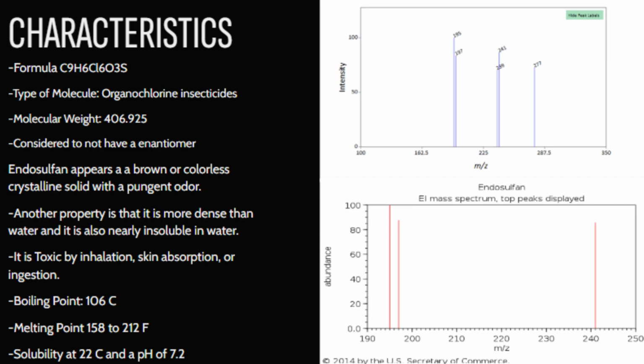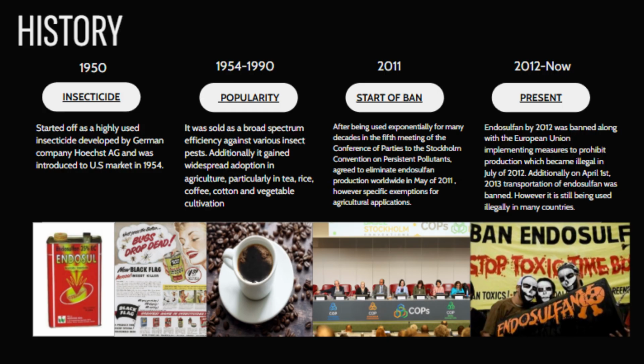This is its boiling point, its melting point, solubility, and pH. I have listed a mass spectrum if you are interested in looking at that, as it has its top peaks displayed. Alrighty, let's do a deep dive on endosulfan's background.